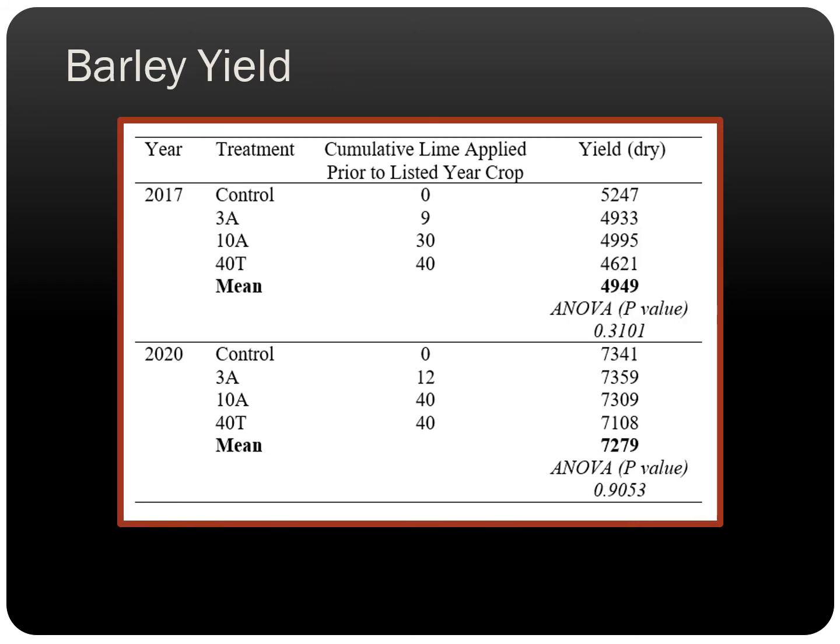Barley yield. In 2017 and 2020, we can see that in both of those years, across those treatments, there was no significant difference in the yield of barley for those 2 years. So the lime applications did not negatively affect or positively affect the barley yield compared to the control.